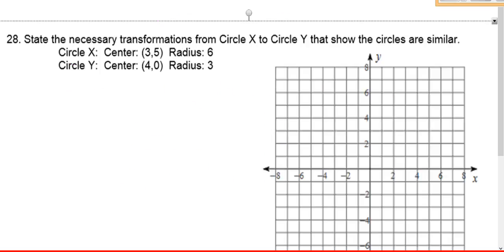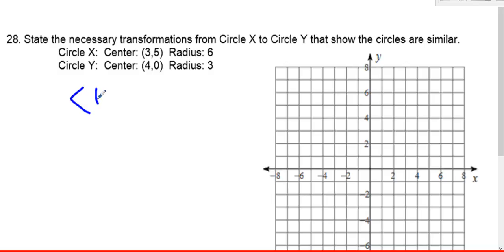We've got two circles. We need to state the transformations that show that they are similar. So you don't have to use the graph. You could just think it through a little bit. You have to move the center from 3 to 4 and from 5 to 0. So to get from 3 to 4, you have to add 1. To get from 5 to 0, you have to subtract 5. So here's our vector that we're going to use to translate. You have to add 1, subtract 5.